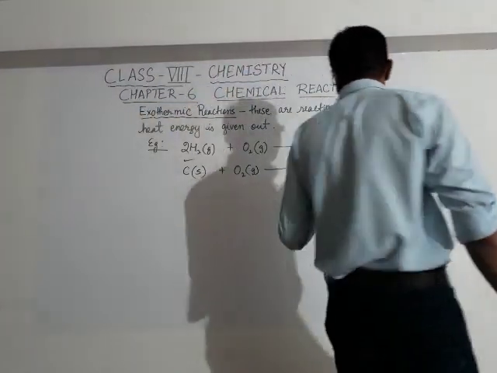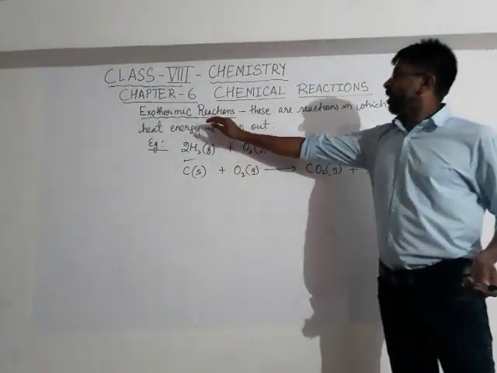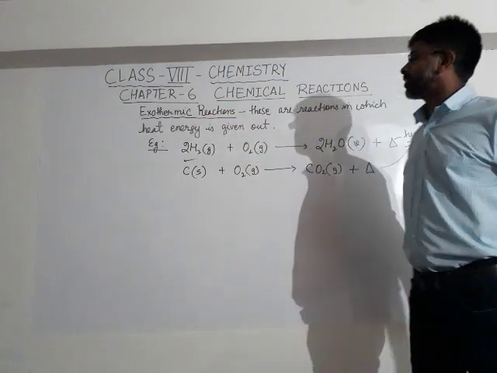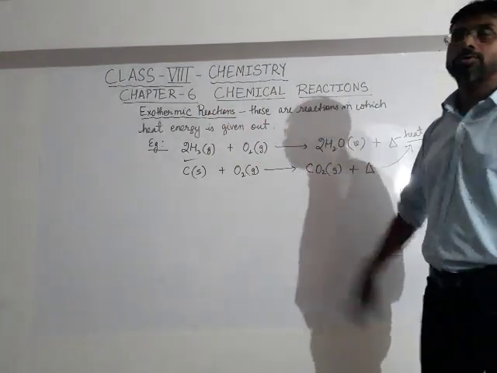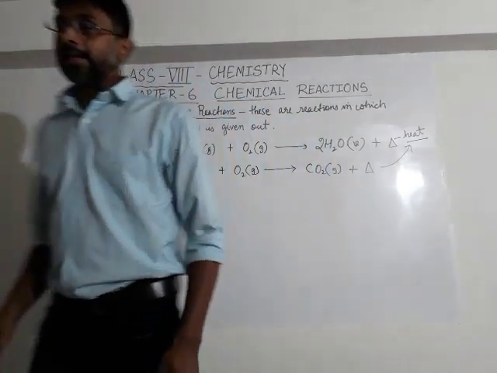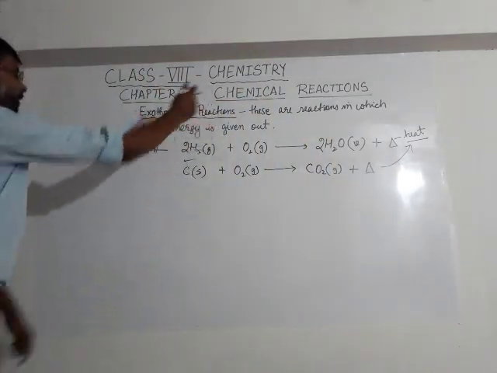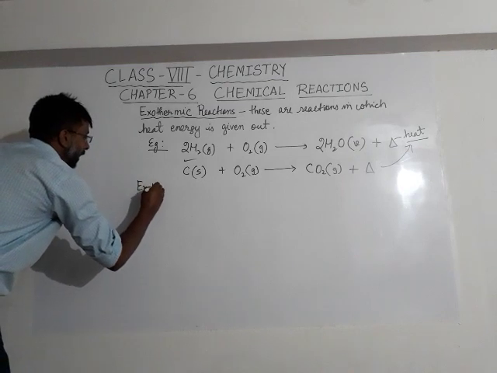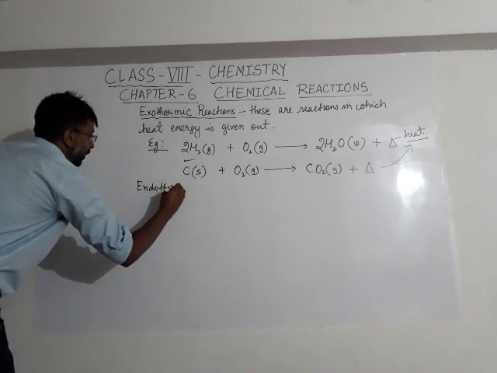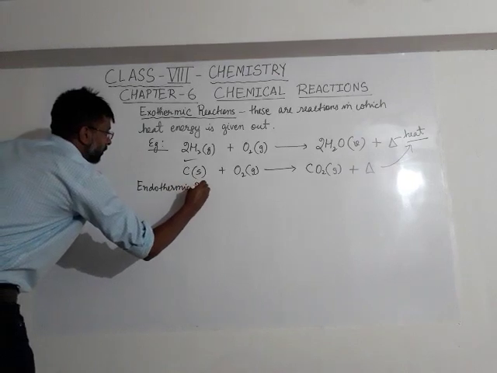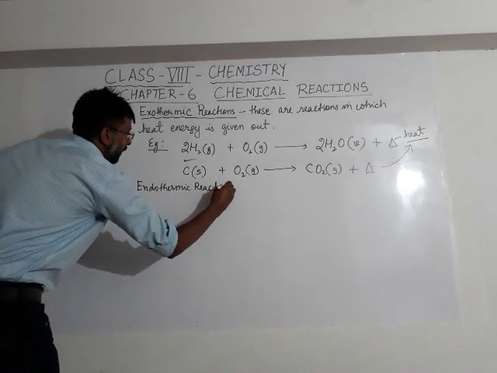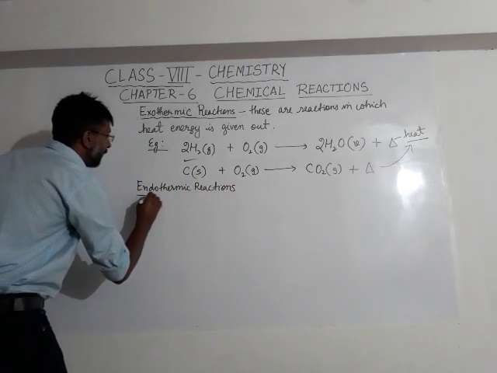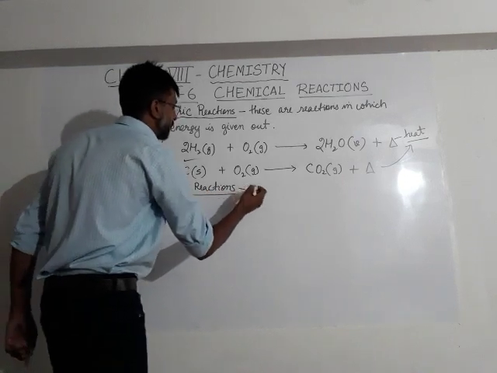So I want to repeat once more. Exothermic reactions are those reactions in which heat energy is given out or evolved. Now, the next type is endothermic reactions. Endothermic reactions. Now, let me tell you the meaning of endothermic reactions.